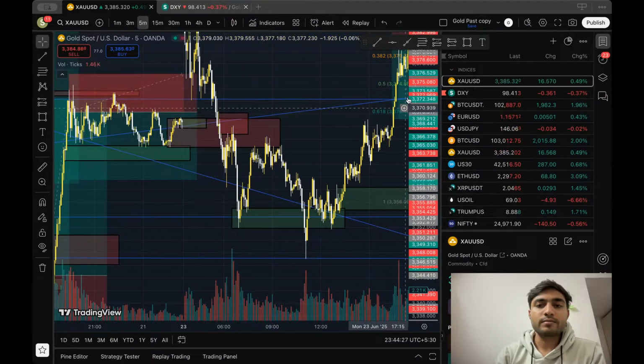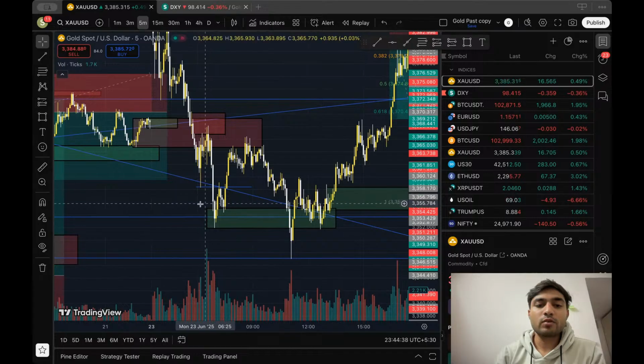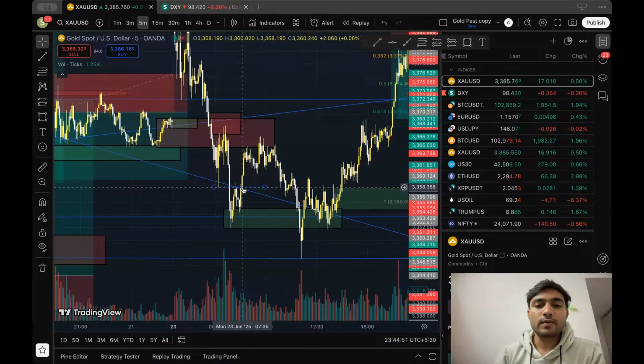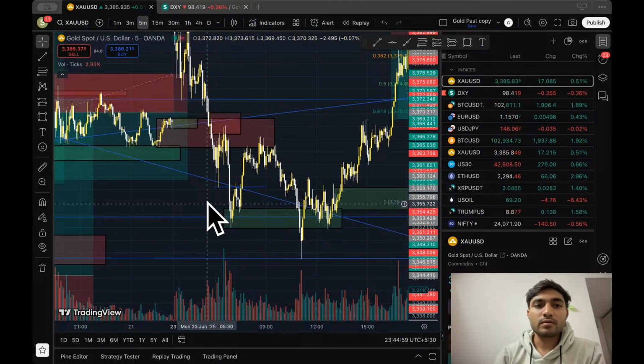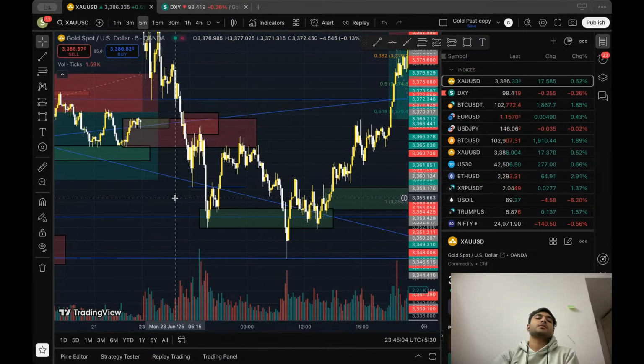Change of character happened. Change of character happened at the same level to different side two times. If you see, change of character happened. Then we had a double bottom, kind of a double bottom. Then change of character happened again at this point, but towards the upside this time. I mean, it's common. It's always happening, change of characters and all this.